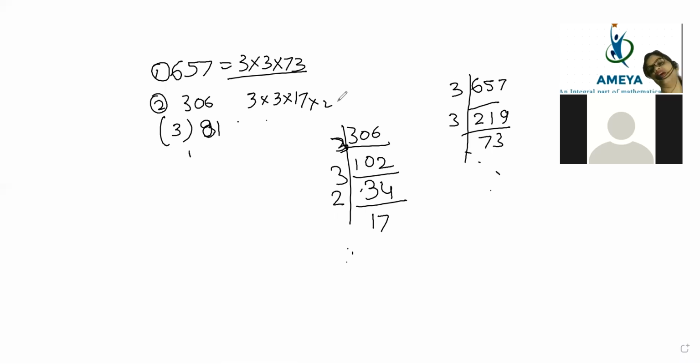Very good, Tawfiq. 81 will be written as prime factorization. Only prime numbers will come as factors. 3 threes are 9, 3 nines are 27, then 81. That is 3 to the power 4.